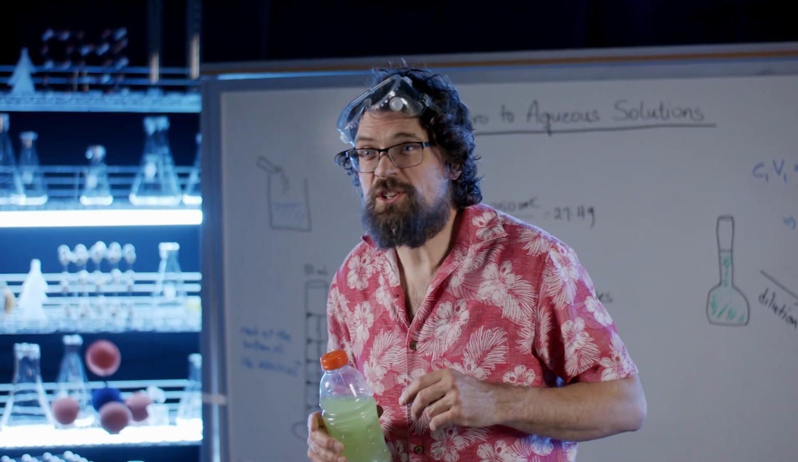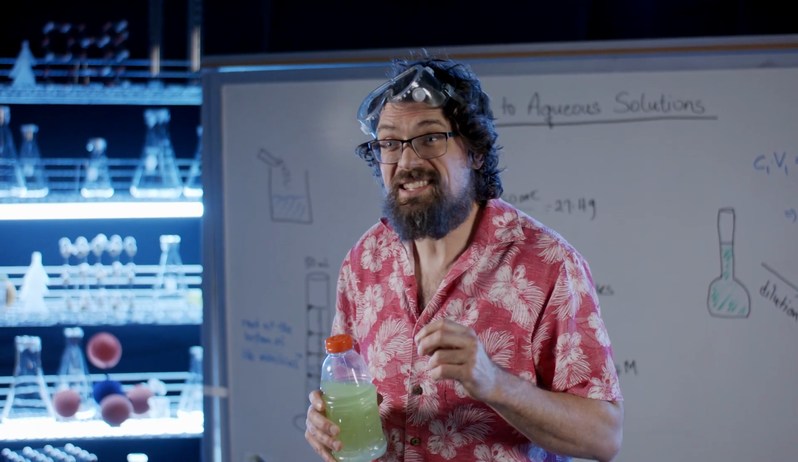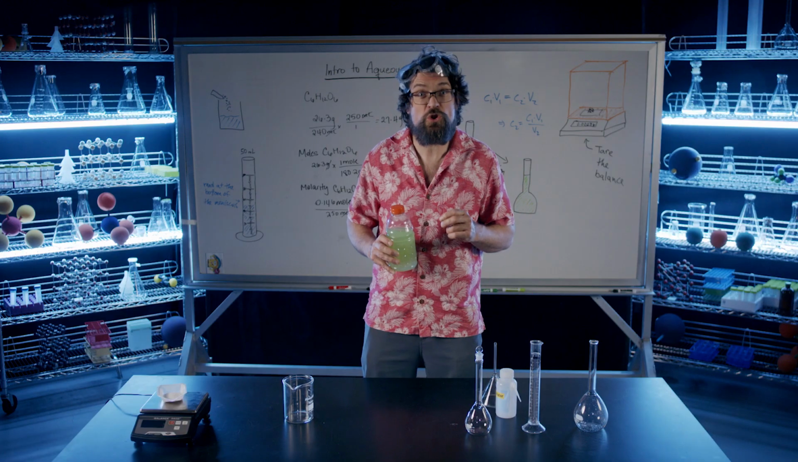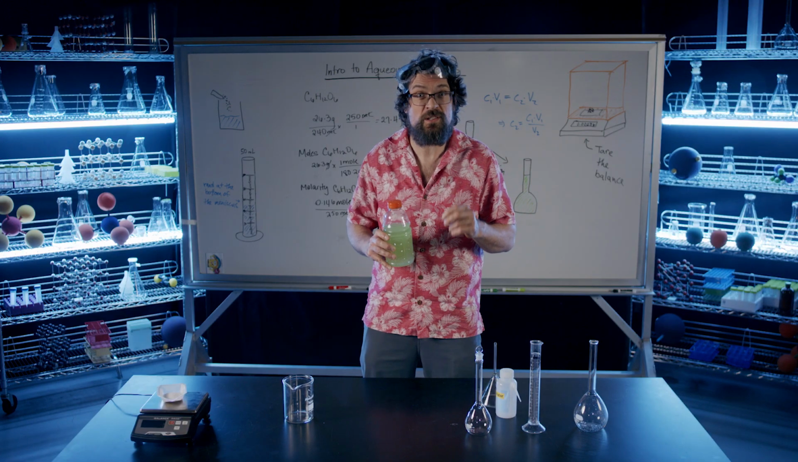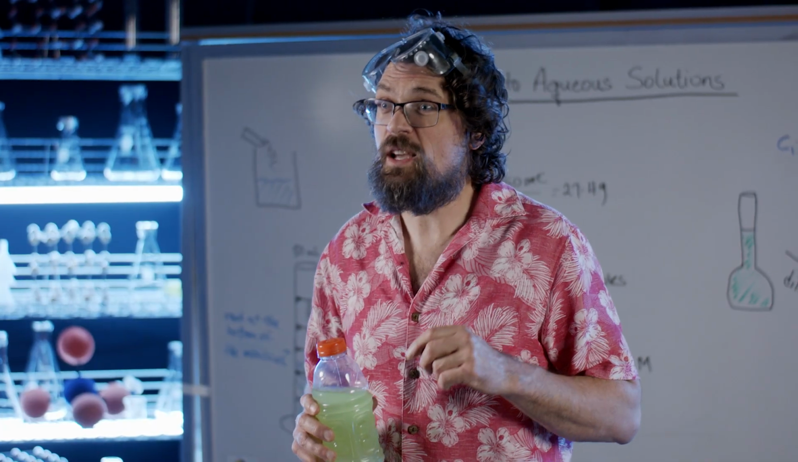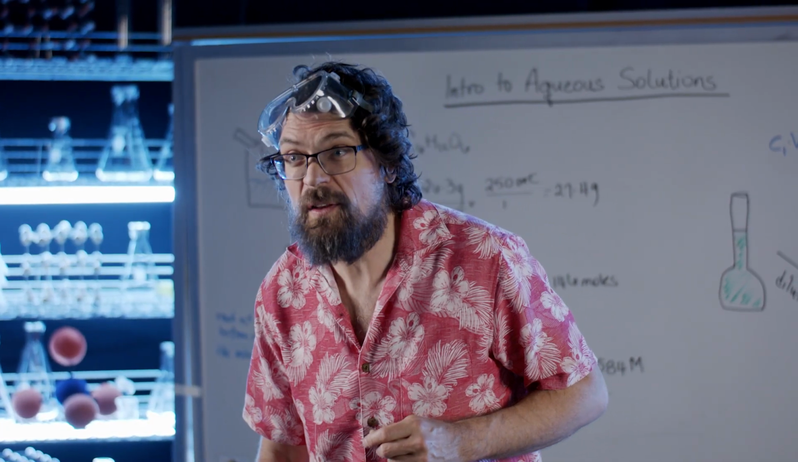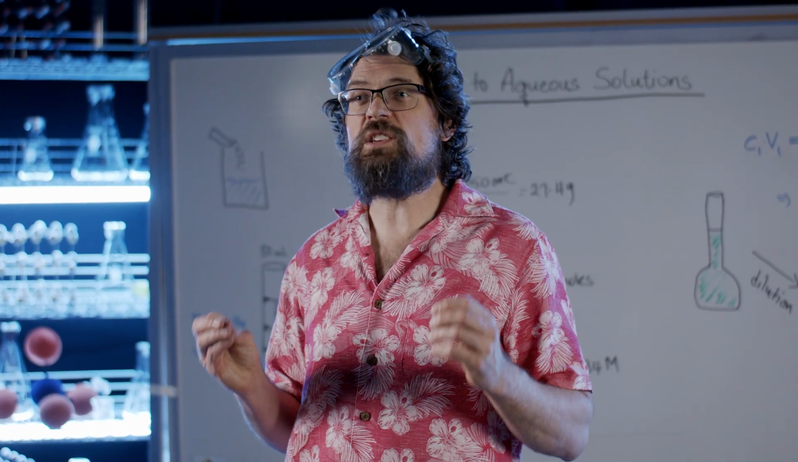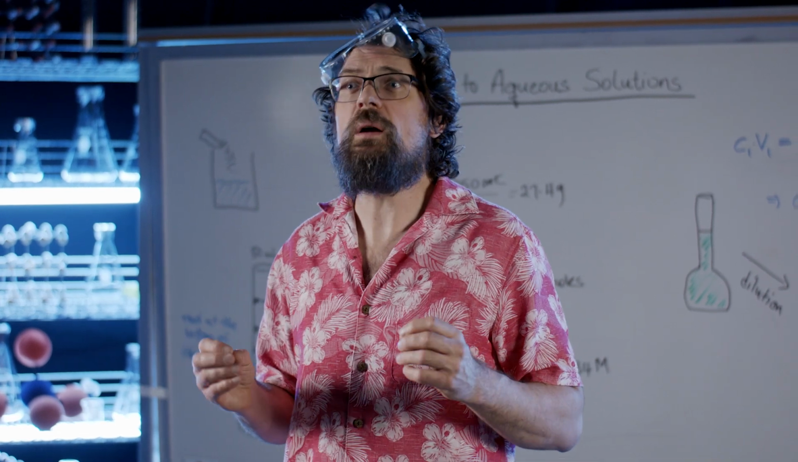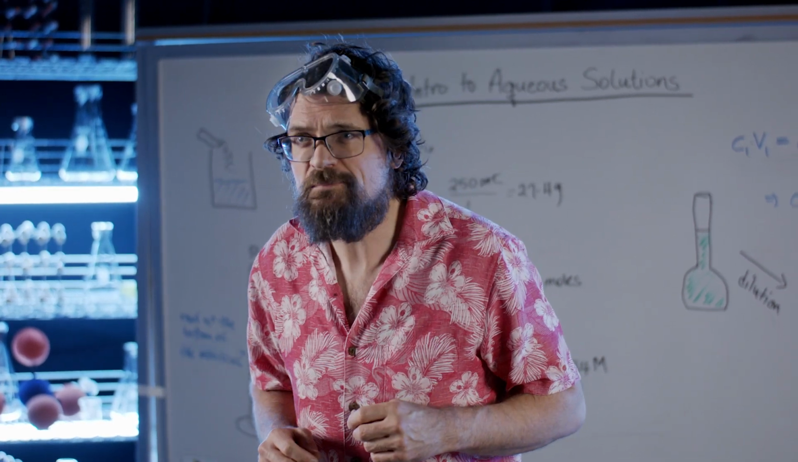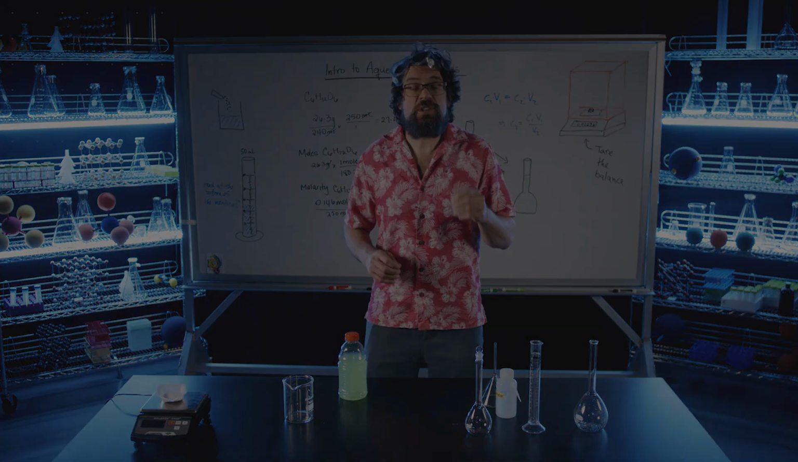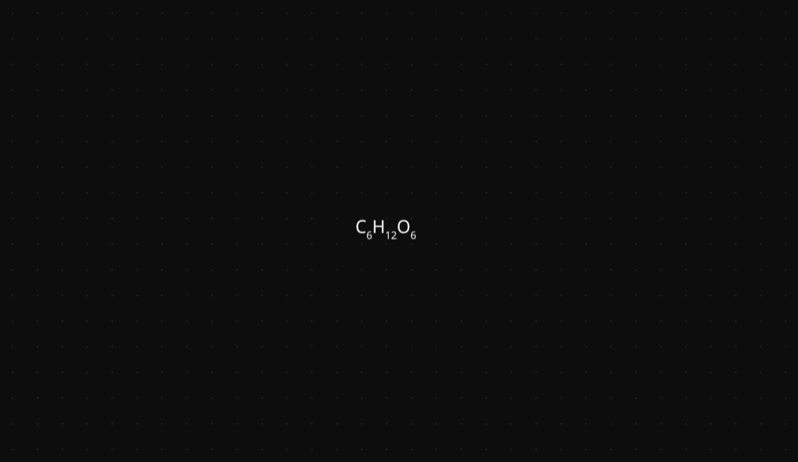The concentration of dextrose is 26.3 grams per 240 milliliters solution. Now, chemists like to think about concentrations in terms of molecules so that we can use the units of molarity, which are moles per liter. To get this, let's first convert grams to moles.